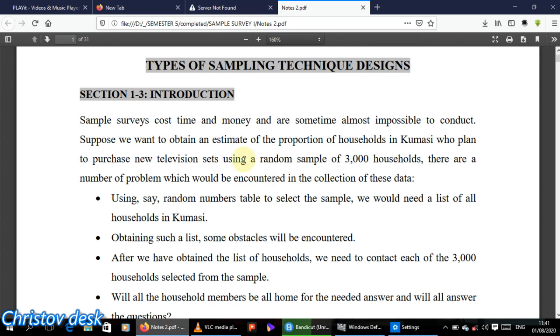So sample surveys, even though we said that conducting a census, that is taking data from everybody in your frame, is very difficult and time consuming. But when you take a sample, it doesn't eliminate the cost at all, there is just a reduction in cost. So sample surveys also cost, right?